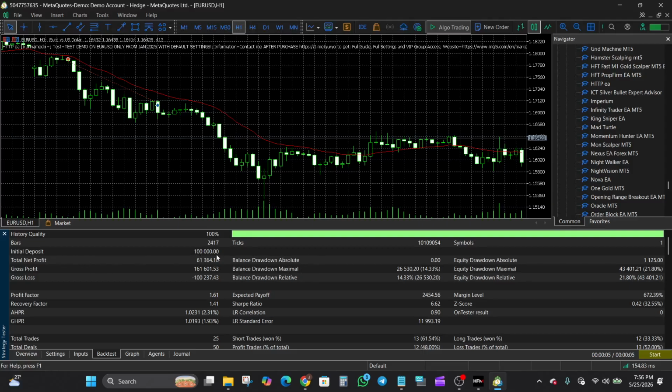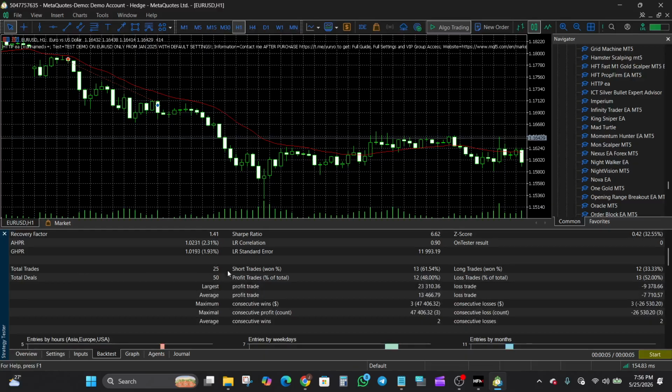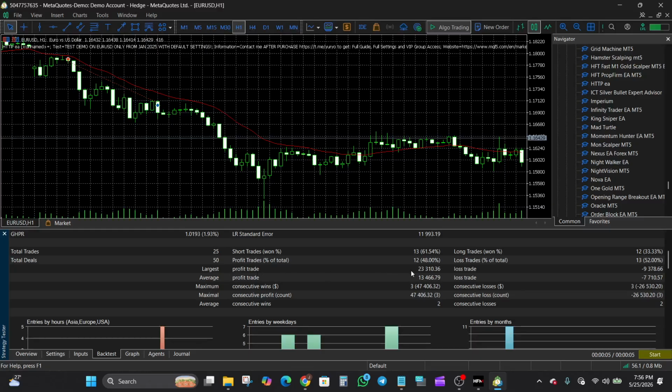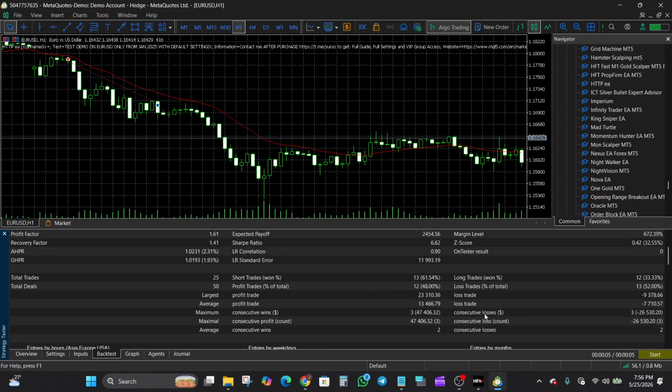So from an initial deposit of $100,000, we can see that the total net profit is 61,364.1, and there were 25 total trades taken, 13 short trades with a 61.54% win rate, 12 long trades with 33.33% win rate, and the largest profit was 23,310.36. Largest loss was 9,378.66. The average profit was 13,466.79, and the average loss 7,710.57. So this tells me that the risk to reward ratio is pretty good.